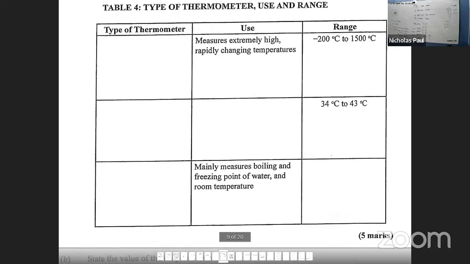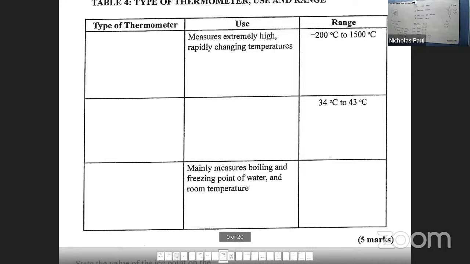So for those who are doing this for the first time, thermocouple here. This one is the clinical thermometer. Next one was the laboratory thermometer, or we could call it mercury in glass, right?